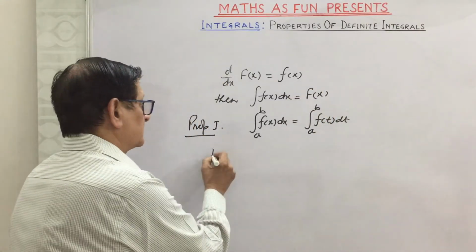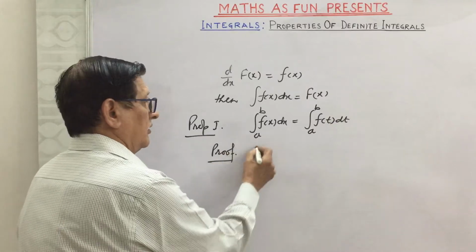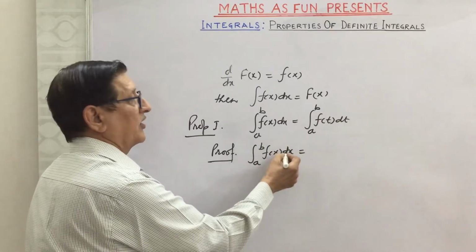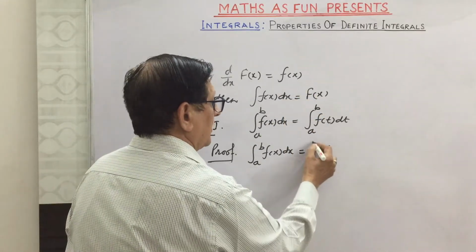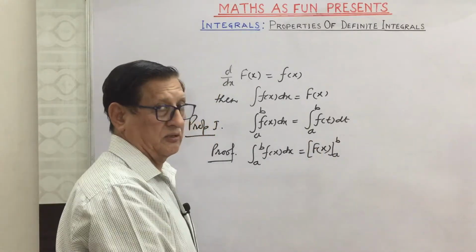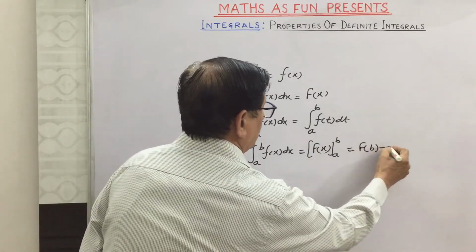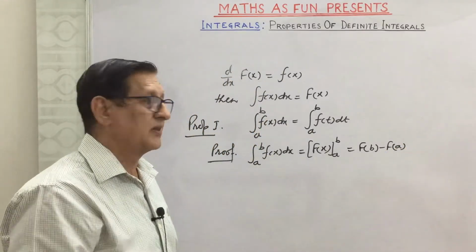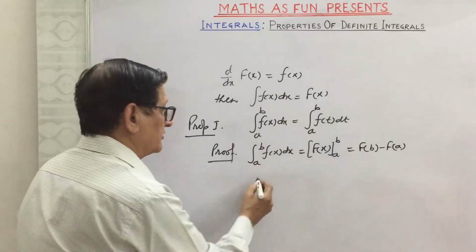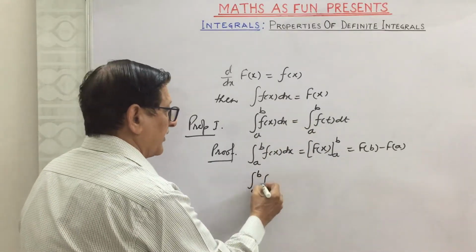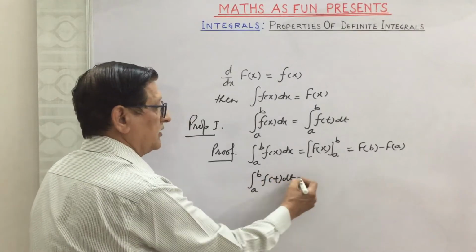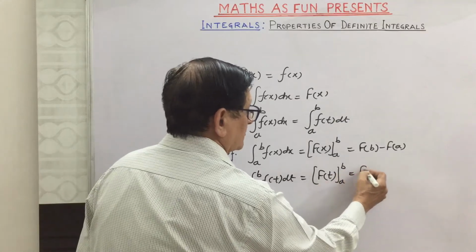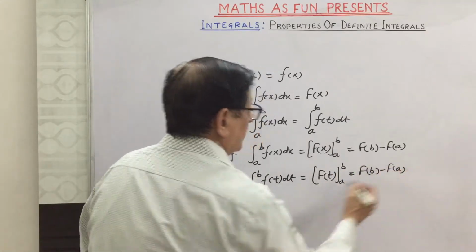The proof of this is, a to b f(x) dx. We know the integral of f(x) is capital F(x) and the limit is from a to b. Will it be equal to F(b) minus F(a) as per the definition of definite integral? If we take this right hand side here, the integral of f(t) dt from a to b is also equal to F(t) from a to b, which also will be F(b) minus F(a).